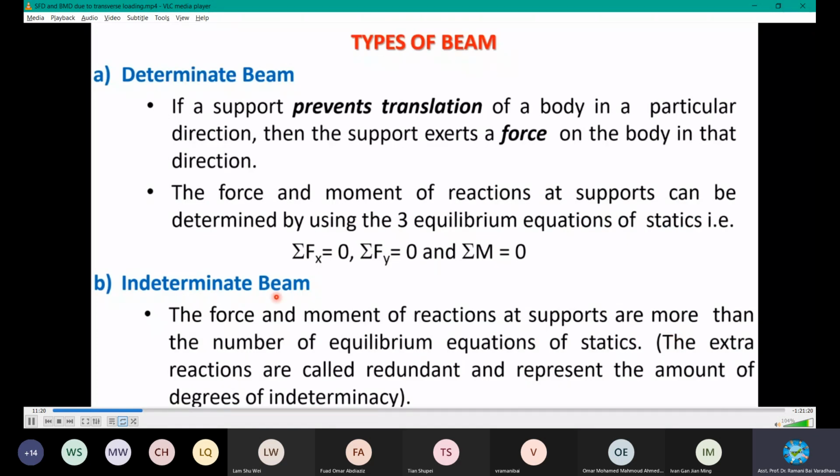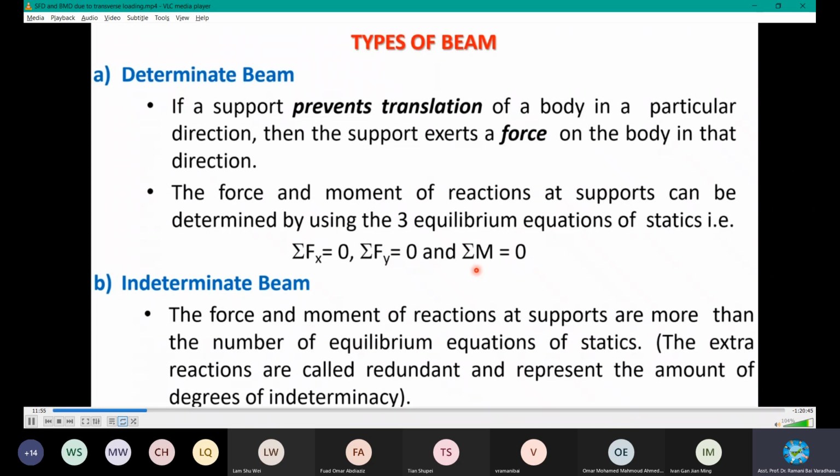So frames. When you go for analysis of frames by applying the moment distribution method or the stiffness matrix method, you will follow indeterminate beams. For now, all determinate beams. Until stress analysis and design, you will analyze only determinate beams. What are determinate beams? Those following the equations: sigma Fx equal to 0, sigma Fy equal to 0, sigma M equal to 0.